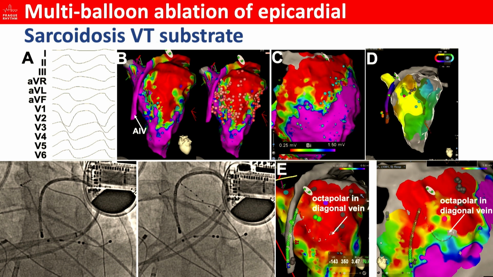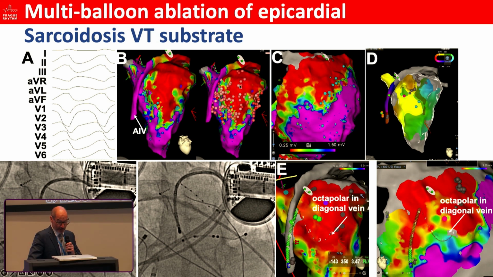This is one example of sarcoidosis, a patient with 2 previous ablations that had failed. We mapped the endocardium. The patient had a large anterolateral or basal anterolateral scar. We obtained a 3D map of the anterior interventricular vein with a decapolar catheter, so we know the location of this vein. We ablated endocardially, nothing was achieved. We then mapped the epicardium, and there was corresponding scar in the same location.